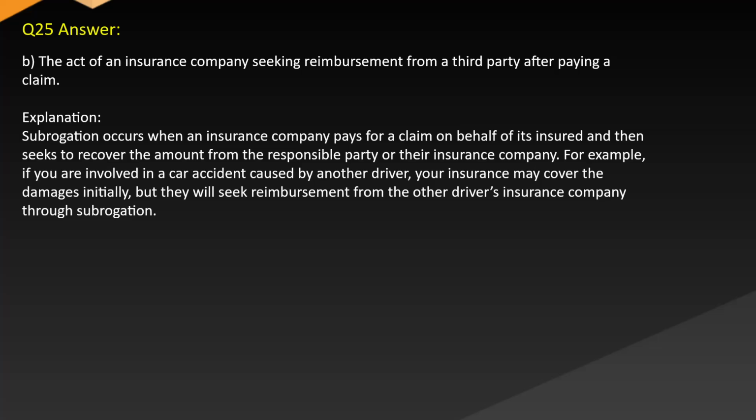Answer: B. The act of an insurance company seeking reimbursement from a third party after paying a claim. Explanation: Subrogation occurs when an insurance company pays for a claim on behalf of its insured and then seeks to recover the amount from the responsible party or their insurance company. For example, if you are involved in a car accident caused by another driver, your insurance may cover the damages initially, but they will seek reimbursement from the other driver's insurance company through subrogation.